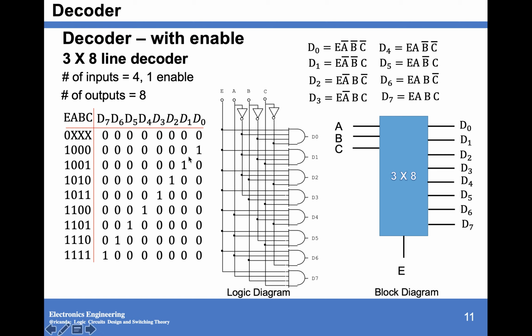So for the logic diagram, we have your enable on your outer side. Then this is our input E, A, B, C. This is our output using an AND gate. For your block diagram, we have your input on your left side, output on your right side. Your enable is on your bottom side.